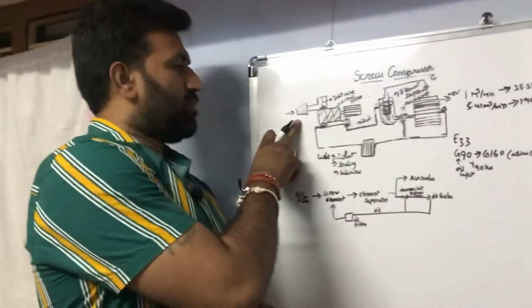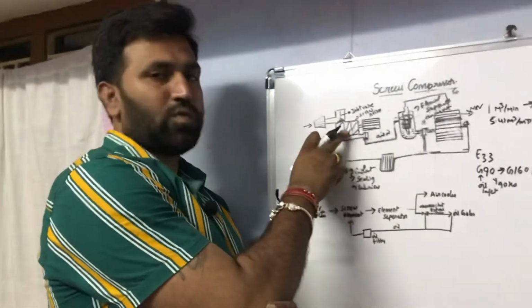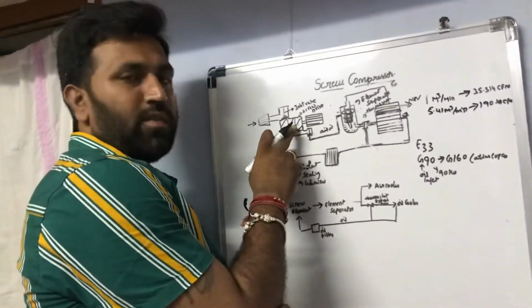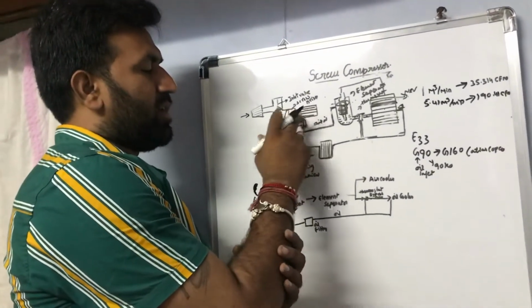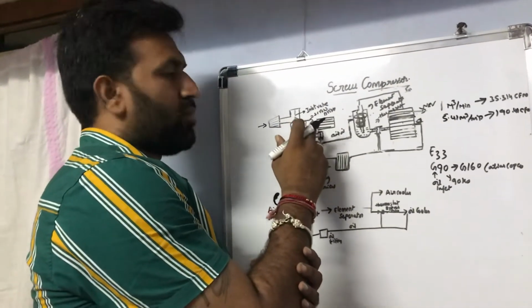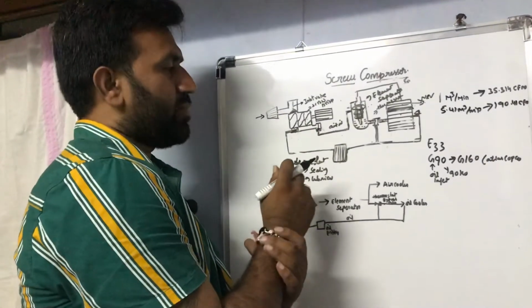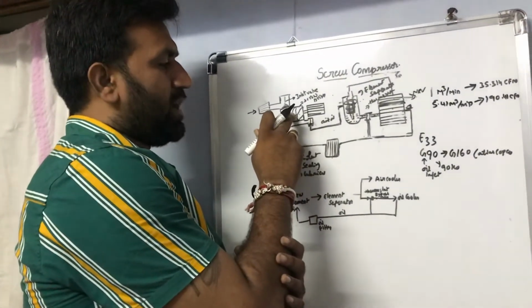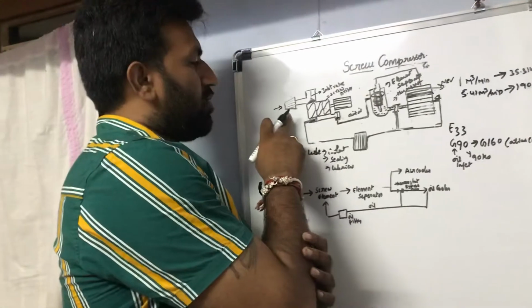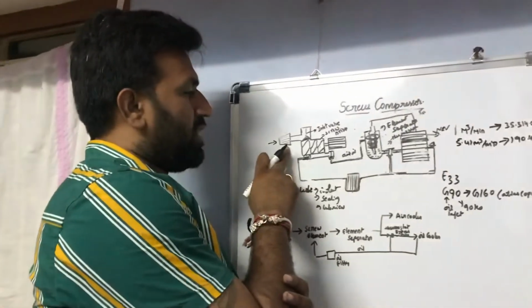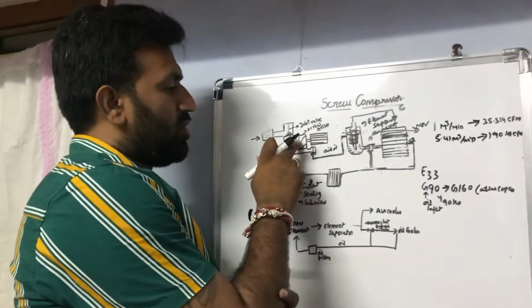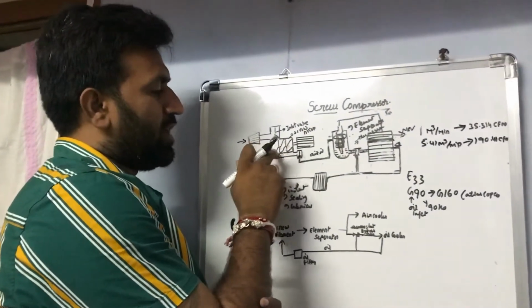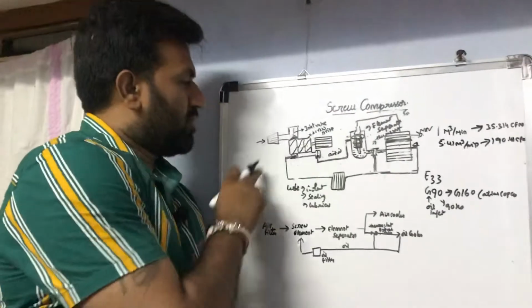The air filter is used because there is a screw drive over here which runs when the motor gets operated. Through the gearbox drive, the motor operates the screw drive. There is only a minute gap in between the screws. Without this air filter, the dirt particles will enter into this minute gap and the screw gets damaged. That's why we are using this air filter.